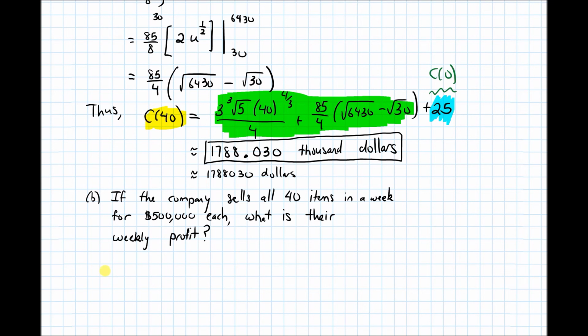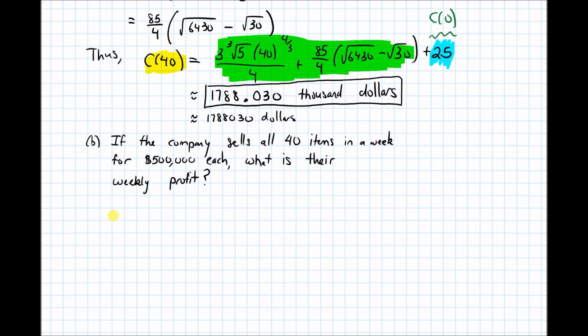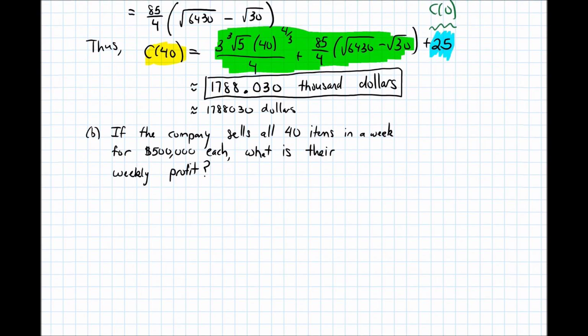Alright, one more part to this example, part B, which asks if the company sells all 40 items in a week for $500,000 each. It's a very pricey item here that we're talking about. What is their weekly profit? So remember that profit is equal to the revenue minus the cost. And what we got in part A was the cost of 40 items. Okay, so what's left for us to figure out to determine the profit is the revenue. So I'm going to put capital P for profit.